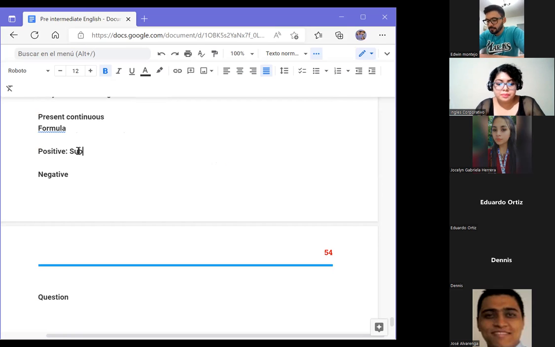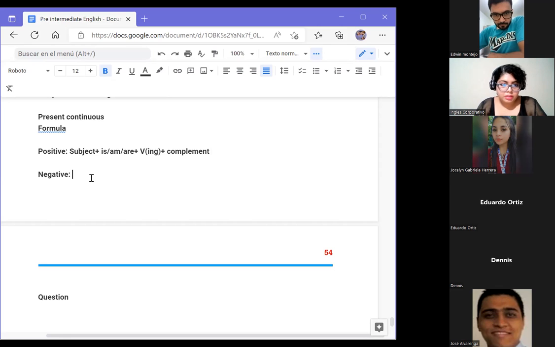We have the subject, plus is or are, depending on the person that we are using. Is and are plus the verb with ing form. And plus the complement. Later, we are going to write some examples.